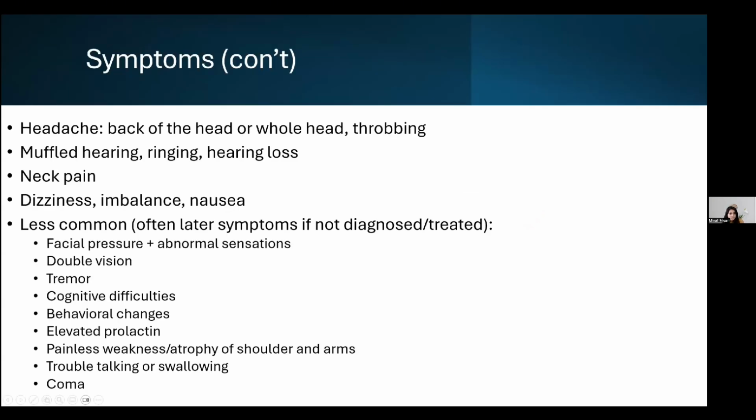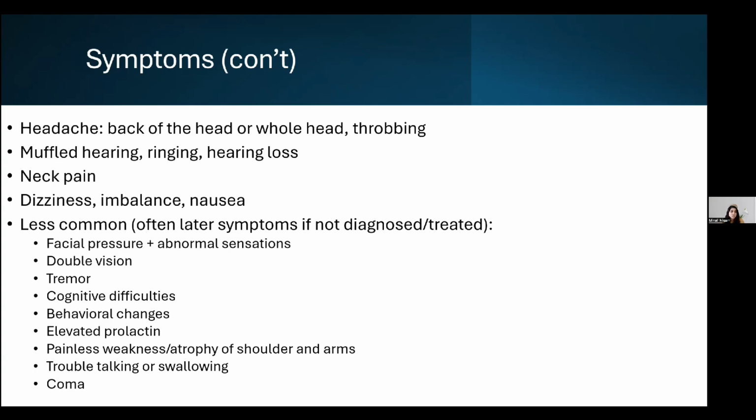Other symptoms that patients can have, so certain hearing changes. Some patients can get tinnitus or ringing in the ear, muffled hearing. There can be neck pain, dizziness, imbalance issues, and nausea. Sometimes patients will have a headache that's only at the back of the head. Sometimes it involves the full head. Really a range of symptoms outside of just the orthostatic component of the headache.